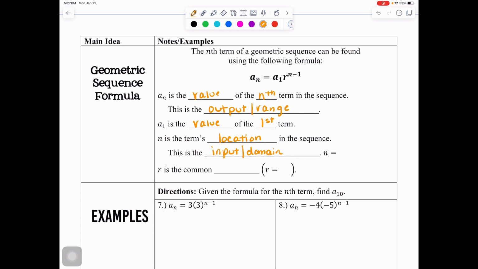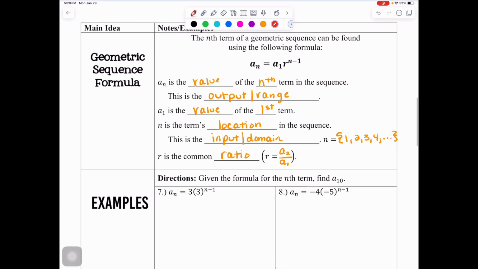Now remember here, we're using your counting numbers. So we're starting with 1, 2, 3, 4, and so on. And then as we discussed before, r is going to be the common ratio. And it comes from doing any term, so we'll say a sub 2 over the one that came before it, a sub 1. So we're going to use that formula to now answer some questions and possibly even write the formula ourselves.